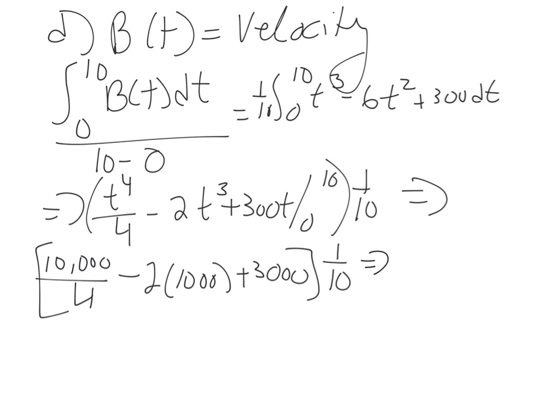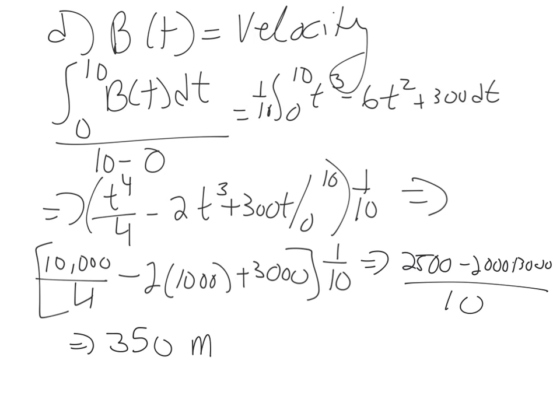So now I've got, which ends up giving you 350. Now don't forget your units, meters per minute. So that is Bob's average velocity from 0 to 10.